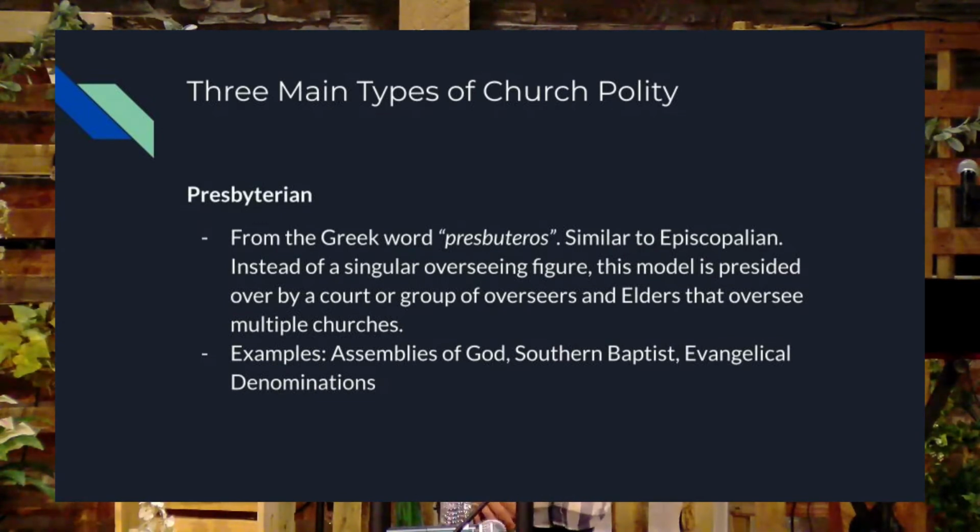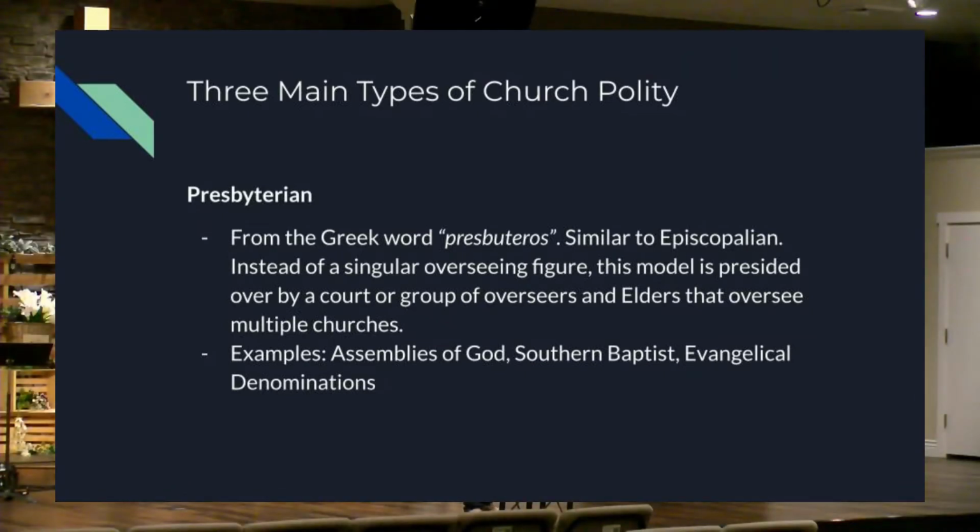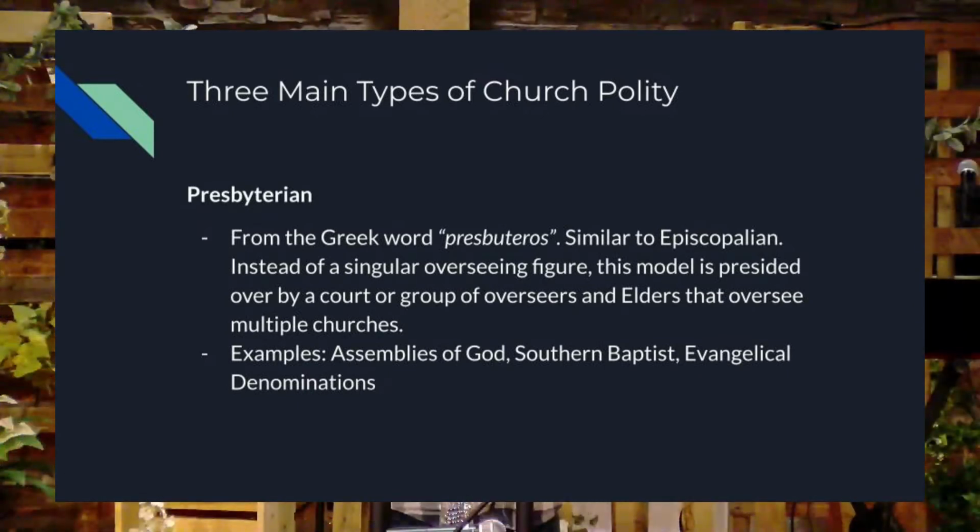Presbyterian is the other style we want to talk about today. Presbyterian comes from the Greek word presbyteros. This style is similar to Episcopalian, but instead of a singular overseeing figure, this model is presided over by a court or group of overseers or elders. That word presbyteros is elders that oversee multiple churches. And so that's a Presbyterian style.